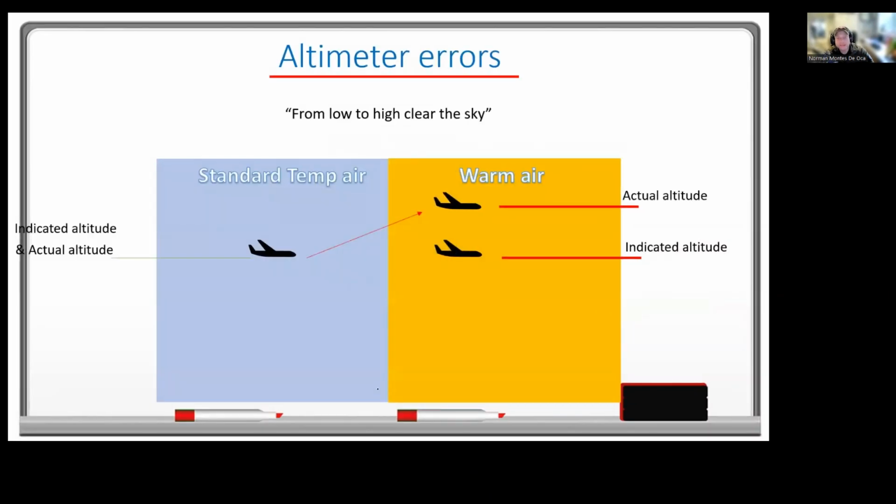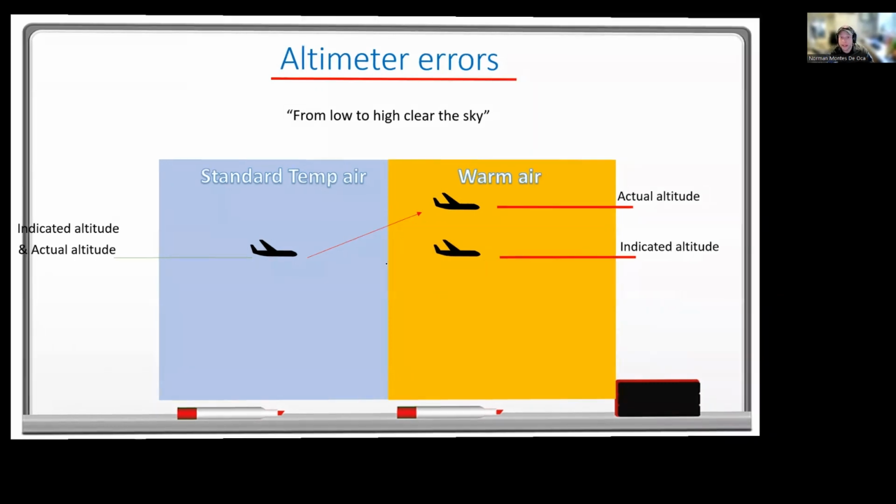And from low to high, clear the sky. From low or standard temperature, without resetting your altimeter, if you get into warmer air, you will be higher than actual. From low to high, clear the sky. Your altimeter will tell you, yeah, we're cruising along at the same altitude, but you've actually climbed.